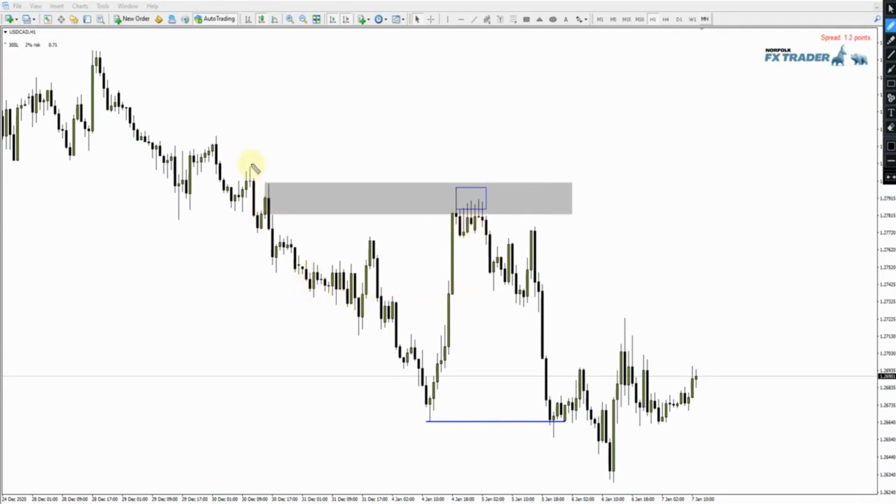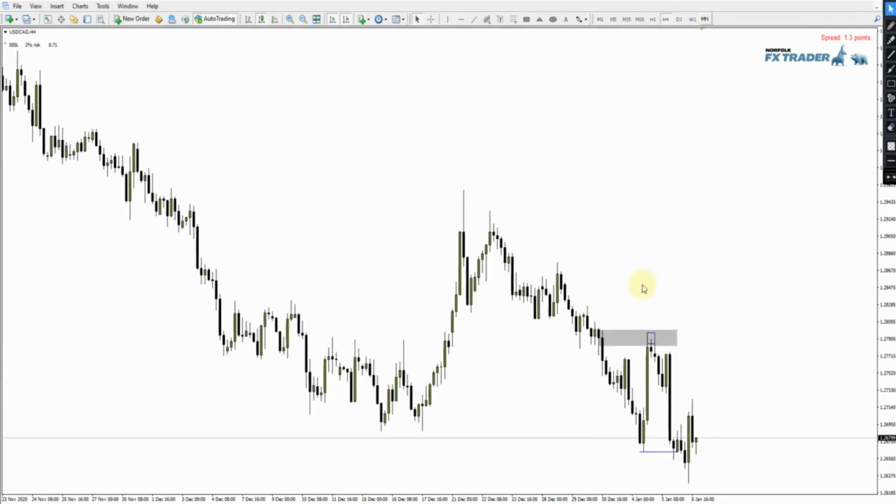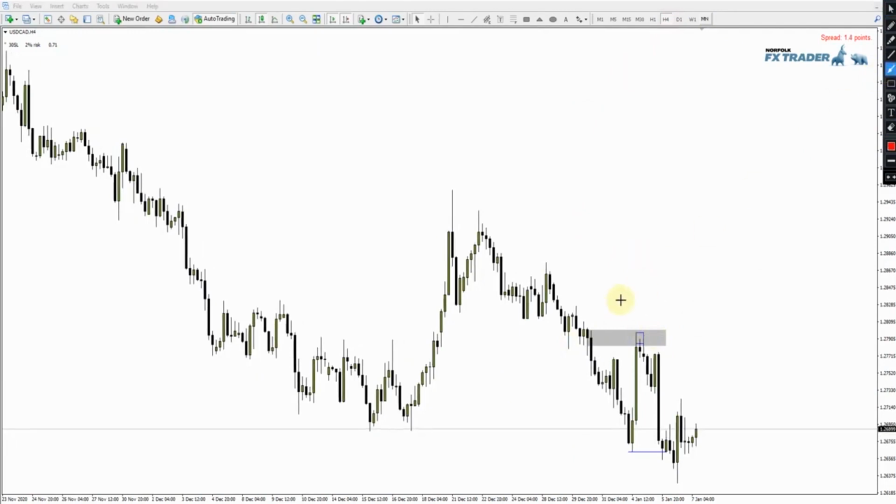So what we see is an area of supply formed, where we can see the nice drop away and then price eventually pulls back. Now, why are we looking for this area? Remember, I did say I wasn't going to show that top-down analysis, but if we pop up to a 4-hour time frame, what do we have here? We have that bullish candle, which is that drop base drop away.